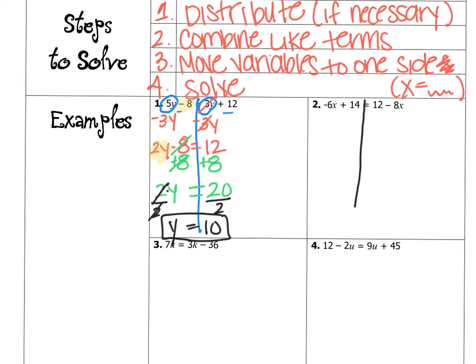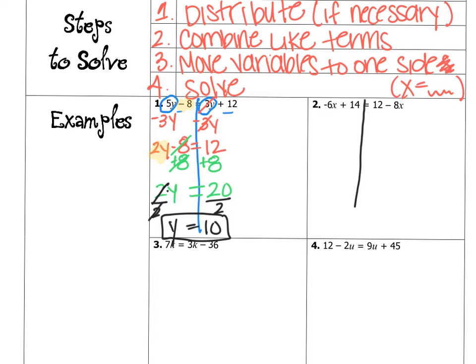So the next step, step 3, says to move the variables to one side. So again, it doesn't matter which one you choose to move. We generally move everything to the left, or we do whatever could help keep our x positive, because it's just a lot easier when x is positive. Nobody likes to deal with negative numbers.